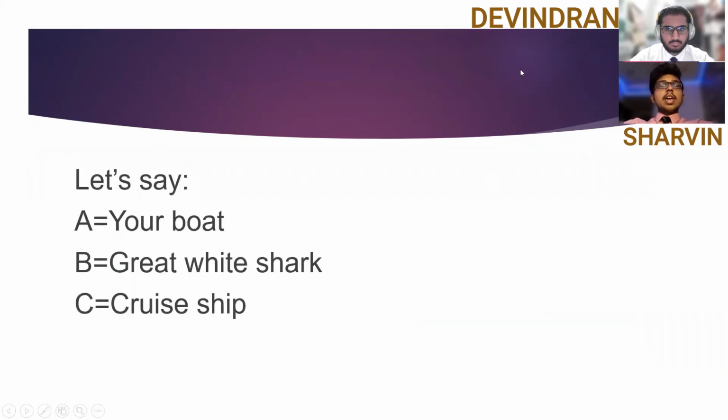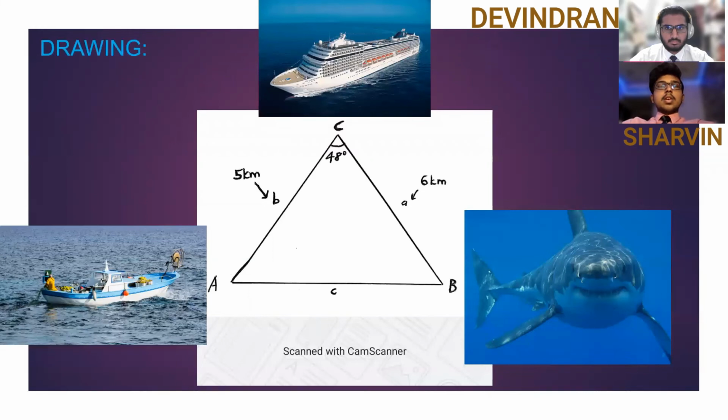Let's say A is the boat, B is the great white shark, and C is the cruise ship. The distance of point A to C is 5 km, and the distance from point C to B is 6 km. A and B are 48 degrees from C.